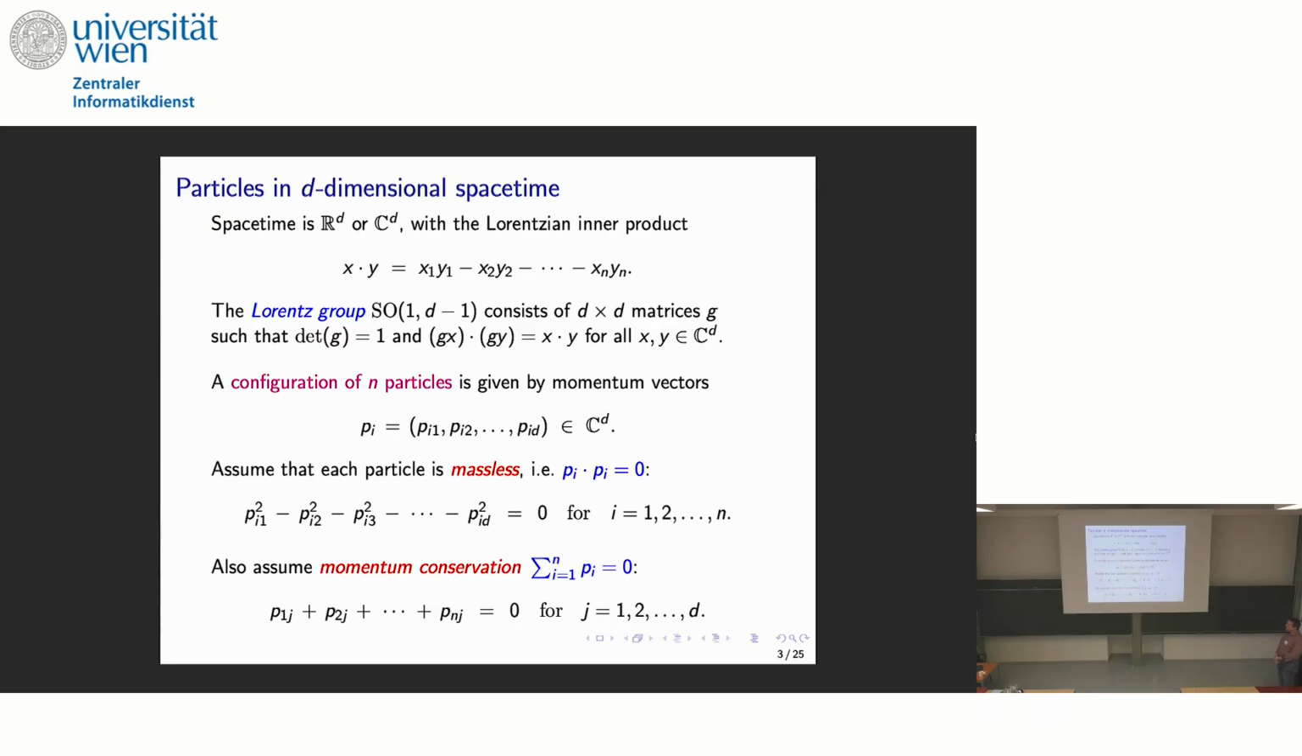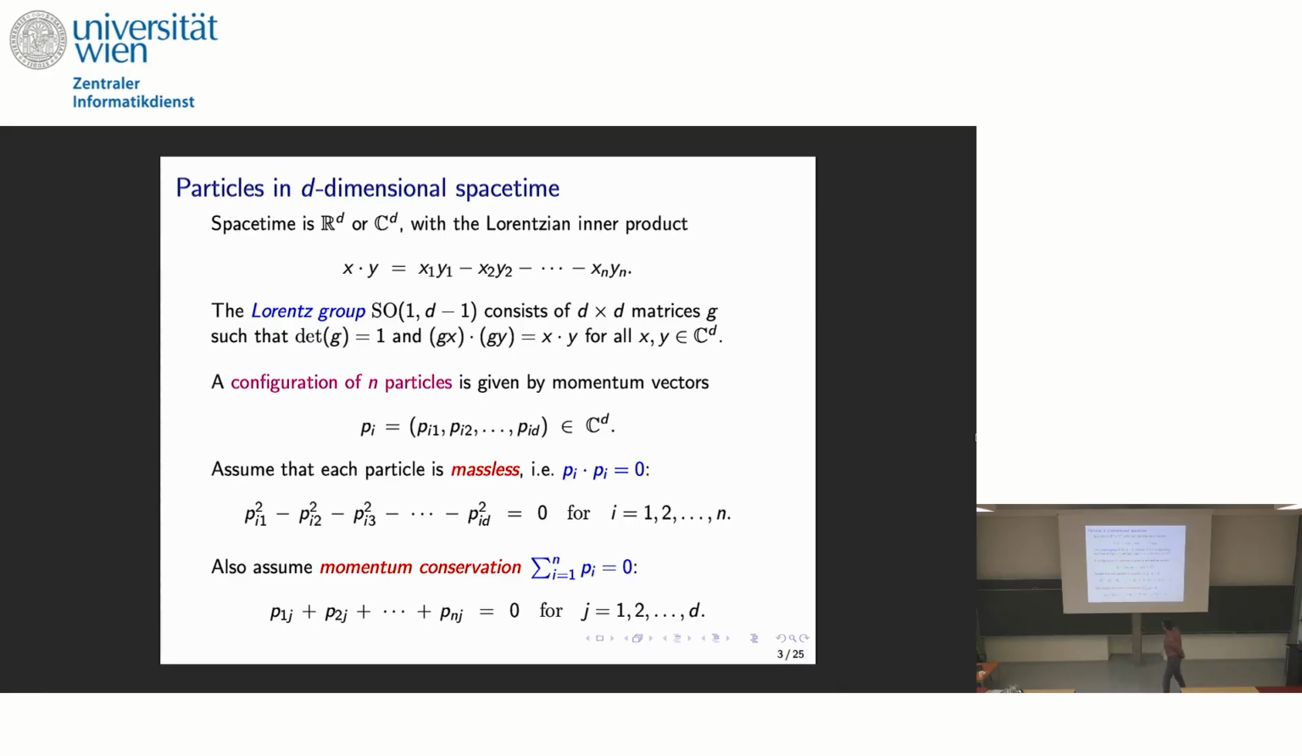So there are two basic assumptions that we're going to work with in this lecture. We're going to assume that each particle is massless. And massless means that the inner product of p_i with itself is 0. Now for the usual dot product over the real numbers, this equation doesn't have a lot of solutions. But of course, with this inner product, there are lots of solutions. And so the real solutions to these equations are vectors that lie on the boundary of the light cone.